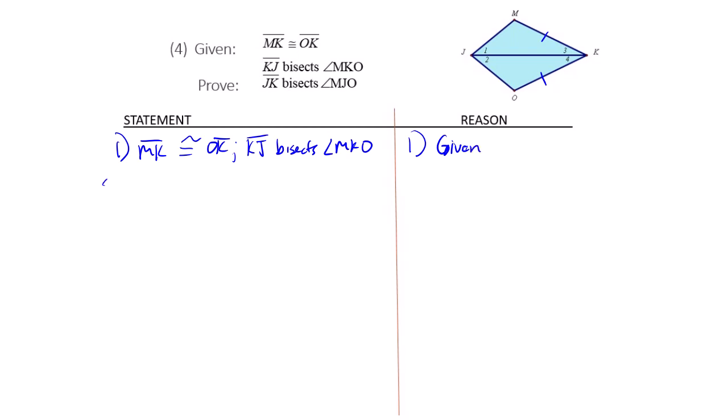All right, and those are the givens. If we have a bisector, what does that tell us? That tells us that the segment splits an angle up into two congruent angles, right? So if KJ bisects MKO, that must mean that angle 3 is congruent to angle 4. So I can say angle 3 is congruent to angle 4, and the reason is definition of angle bisector.